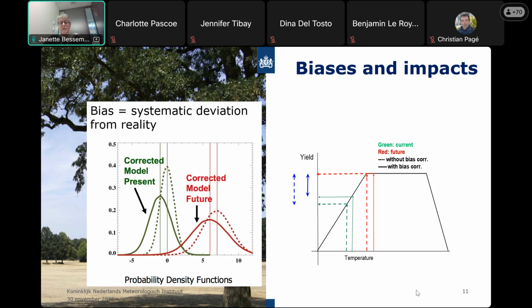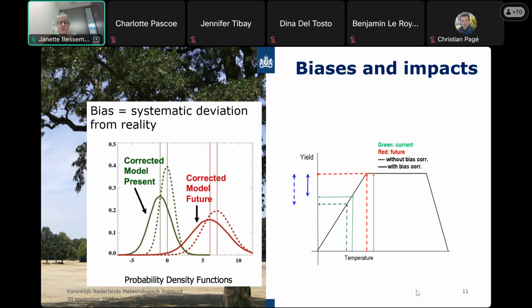And on the right side, I gave an example of the potential impacts. The dotted lines give the information without bias correction, and the other lines give the information with bias correction. If you have a model that systematically gives too low temperatures, then the potential yields that you can get, for example, for wheat, will be underestimated with the climate model data without bias correction.